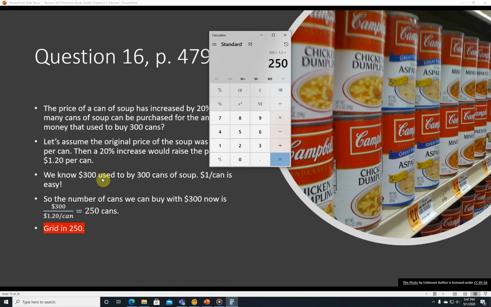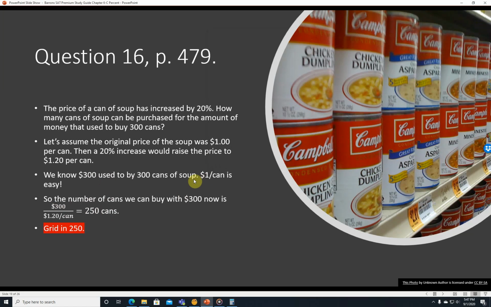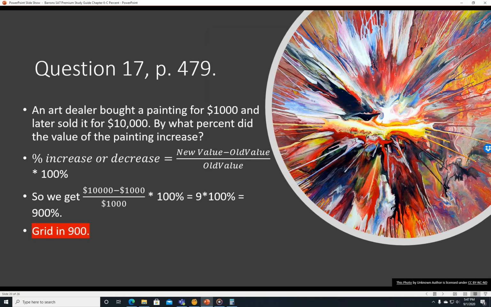So hopefully you understand why I use $1 per can. It's really super easy because 300 times 1 is just 300. You just divide 300 by $1.20 per can, and voila, you get 250 cans. Just grid in 250. All right, let's move to the next one.